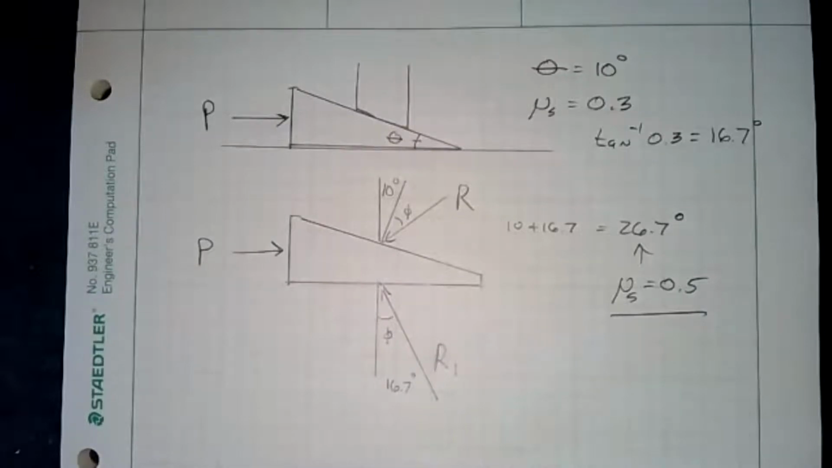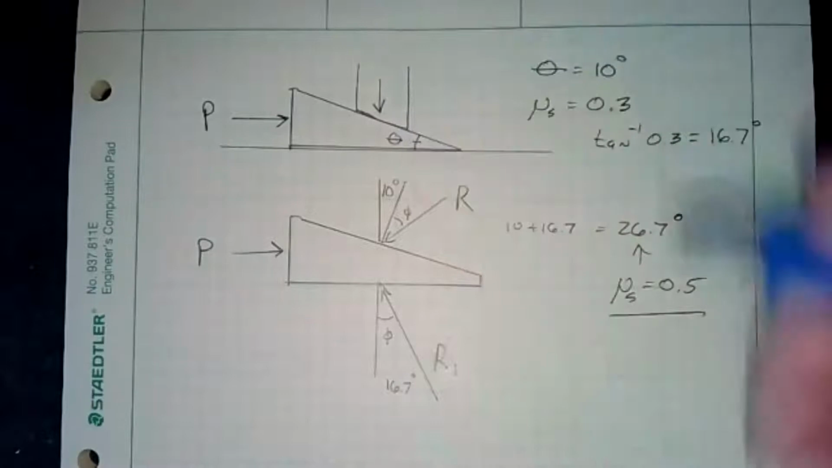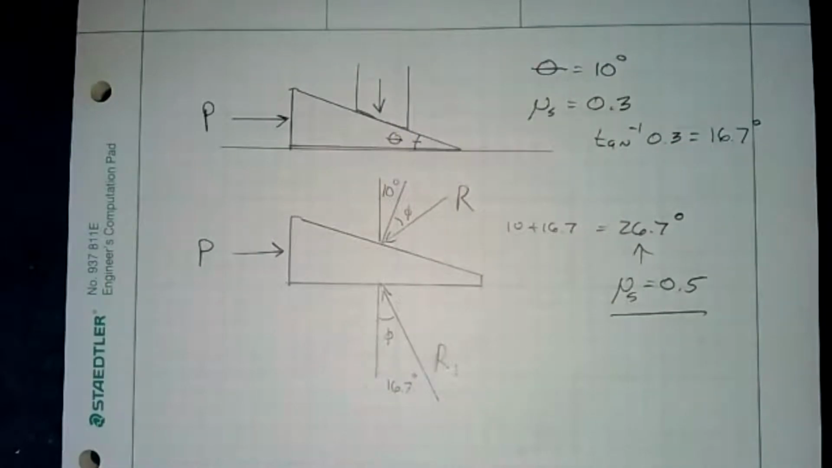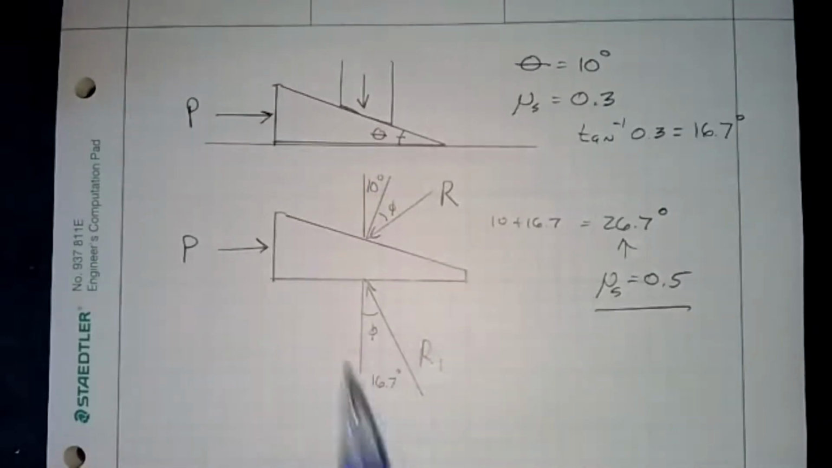Now, to solve this, if, for example, we knew what this force was coming down, then we could solve it by simply summing the forces in the X and summing the forces in the Y, or we could create a force triangle. And that's actually the first example we're going to do, is solving using a wedge.